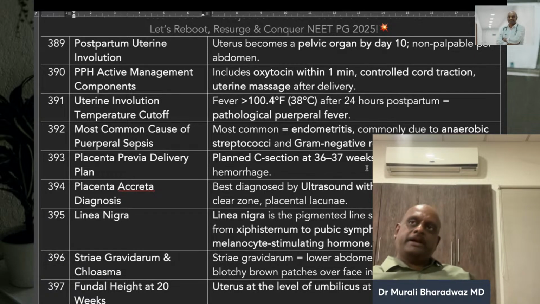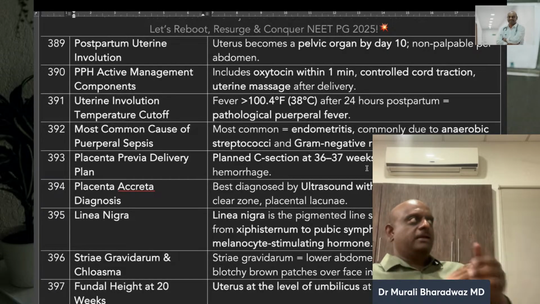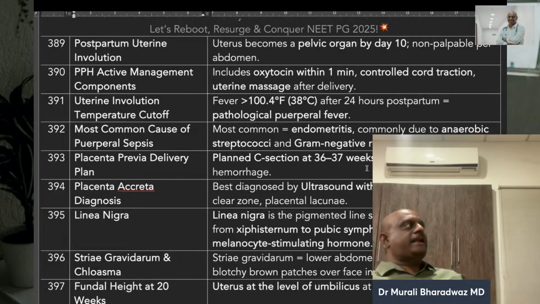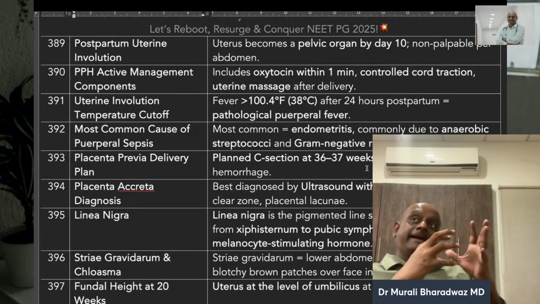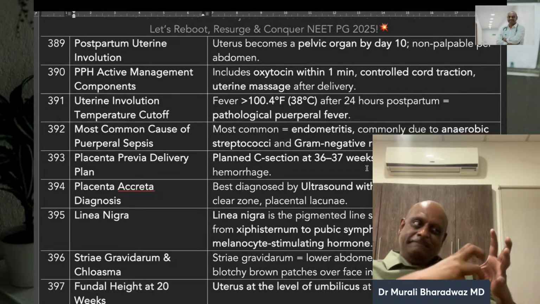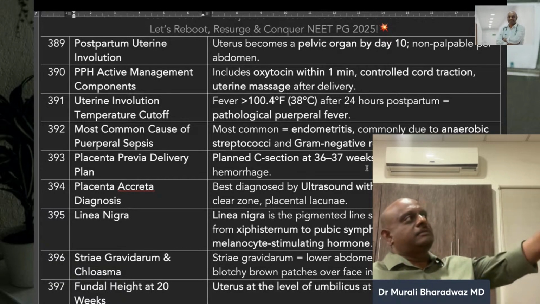Generally, we let the pregnancy go up to 38th, 39th week, no? 38th week. But whenever placenta previa is present, terminate between 36 to 37 weeks to prevent antepartum hemorrhage. How do you identify placenta accreta, where the placenta is deeply rooted into the myometrium?